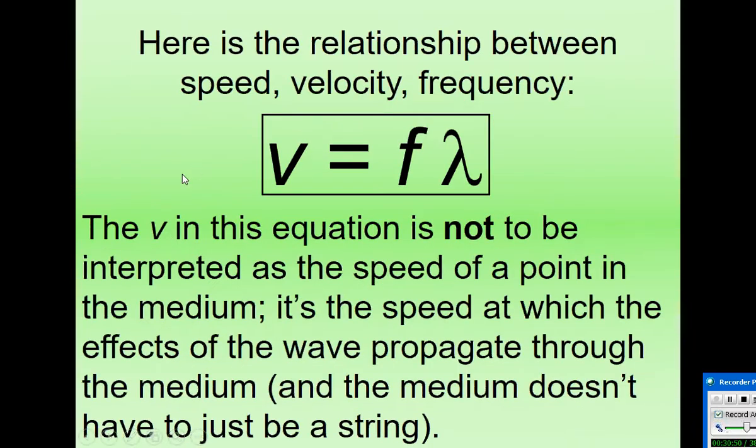If we combine those two observations, we might be tempted to say that the speed of propagation equals frequency times wavelength. And that's correct. There are no other factors needed. V equals f lambda. This V being propagation speed, the speed with which the wave-like effect travels through the medium.